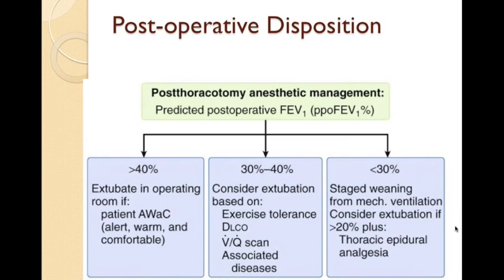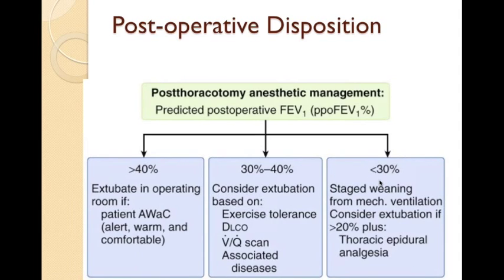The group in the middle, with a 30 to 40% predicted post-op FEV1, we consider extubation based on exercise tolerance, the DLCO, the VQ scan, and other associated comorbidities. If the patients are otherwise reasonably well, then we would try and extubate. But if they had a lot of comorbidities, then we would probably leave them intubated. But for the most part, we were able to extubate these two groups of patients.